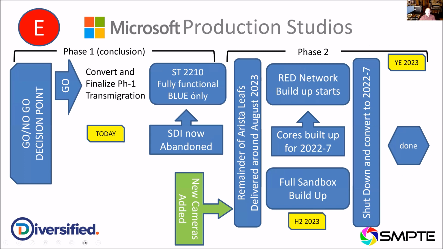So part of the risk assessment and the system design was that we were going to end up, as I said, with a blue only system. And at this point, we now abandon the SDI, turn the SDI routers off, push them over, pull them out and get them out of the room and so forth, and make way to go forward. So the remainder of the Arista Leafs are to be delivered around October 2023.